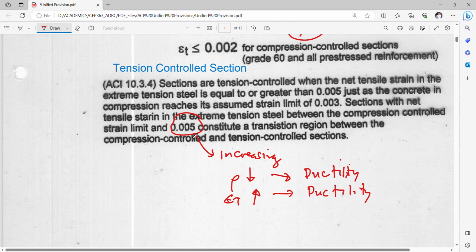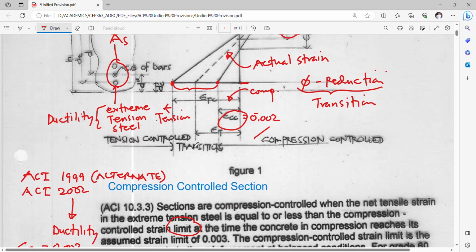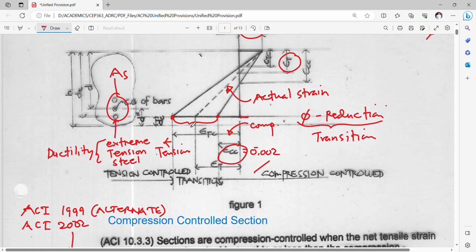Why 0.005? Because we need to have a factor of safety for us to ensure that the steel will yield first. So 0.005 is way far from 0.002. These gray areas I've discussed in my previous lecture will be taken care of by the reduction factor phi in terms of ductility. This is called the transition zone.